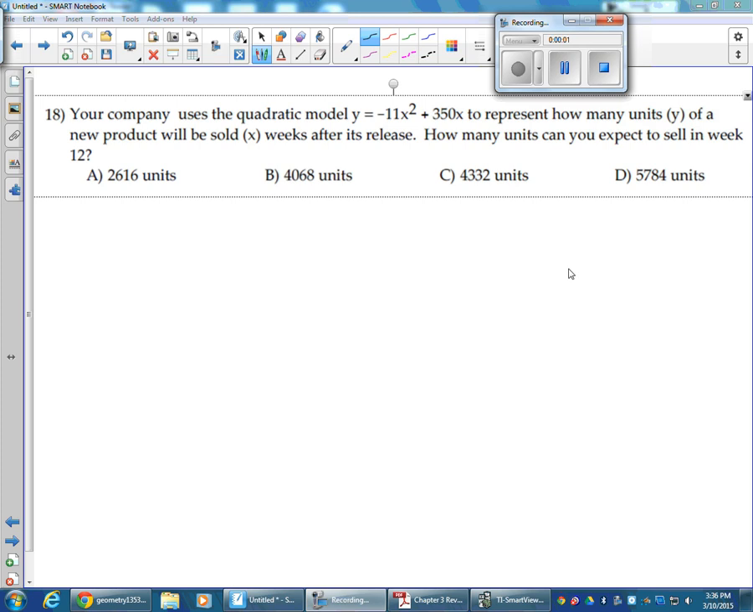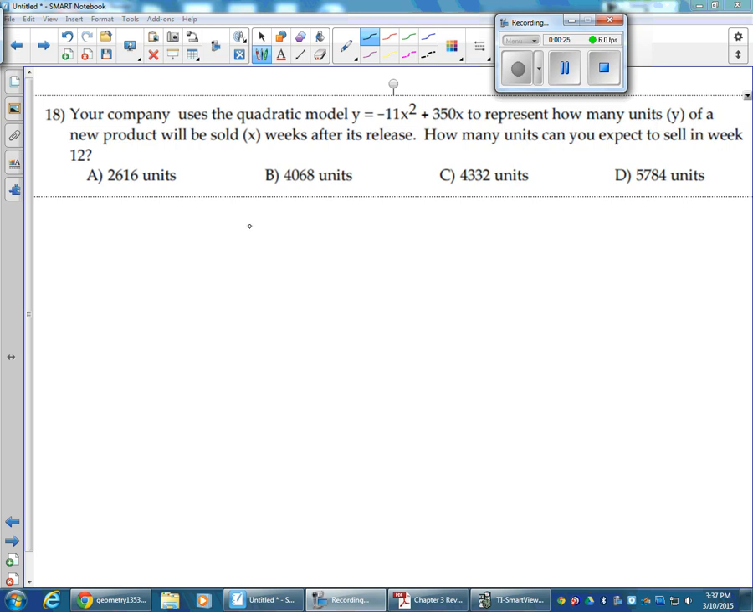Okay, we're going to start with number 18 on your review today. These are some word problems. Your company uses the quadratic model negative 11x squared plus 350x to represent how many units, y, of a new product will be sold x weeks after it was released. So x is the weeks and y is the number of units you'll sell. How many units can you expect to sell in week 12?